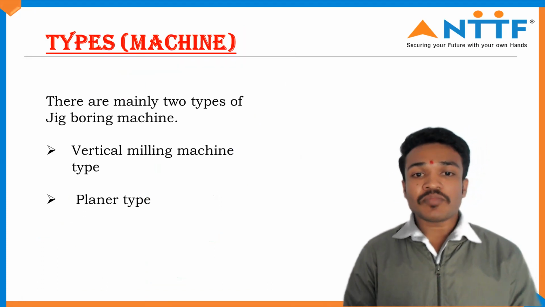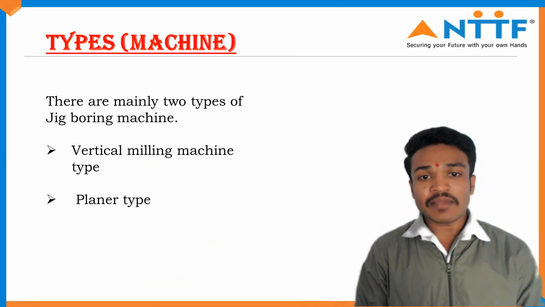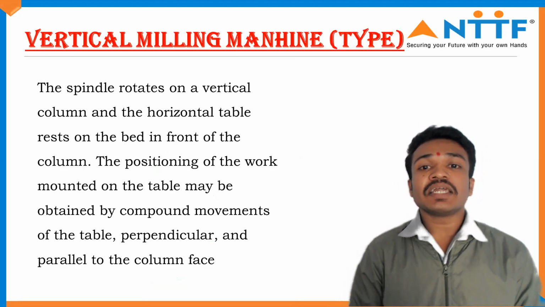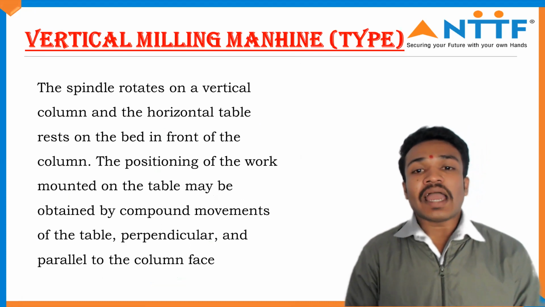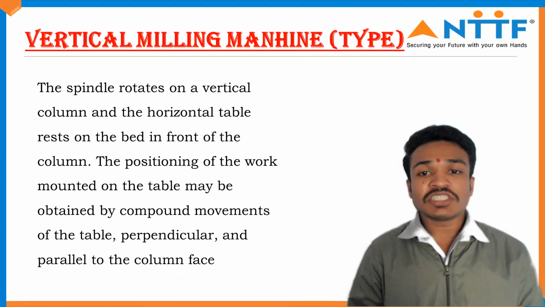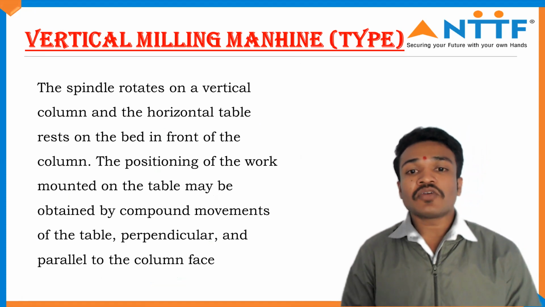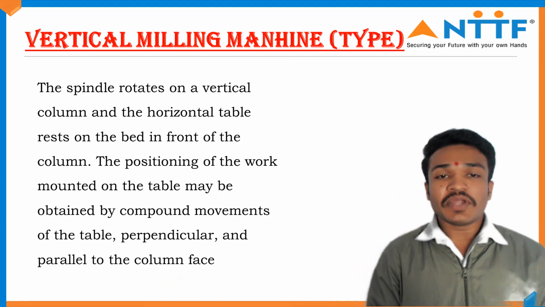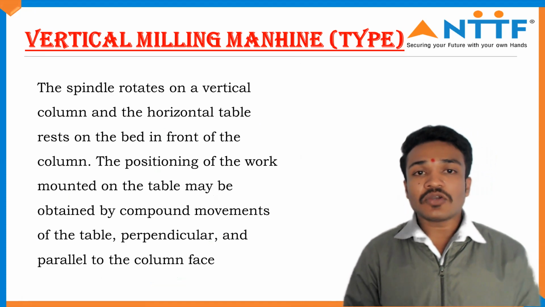These are the two types of machine. First one, vertical milling machine type, and second one, planar type. In the vertical milling machine type, the spindle is rotated on a vertical column and the horizontal table rests on the bed in front of the column. The positioning of the work mounted on the table may be obtained by component movements of the table perpendicular and parallel to the column face.